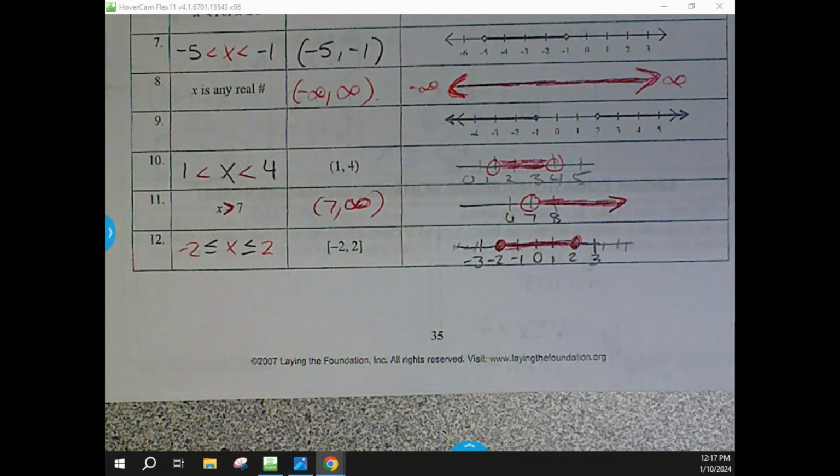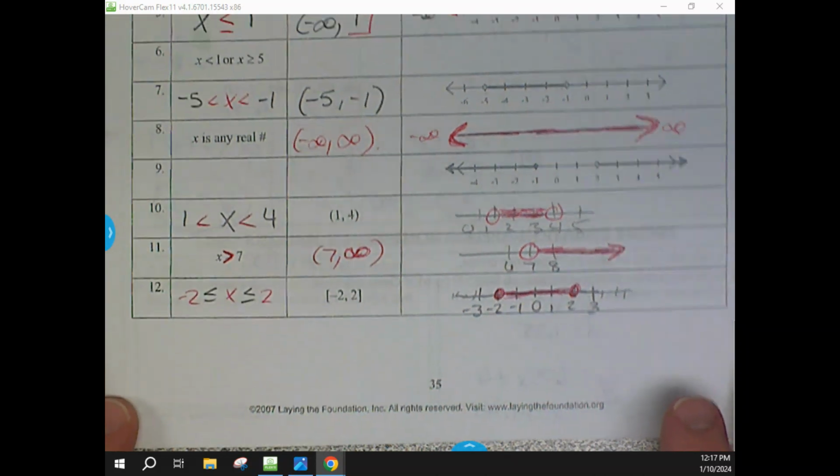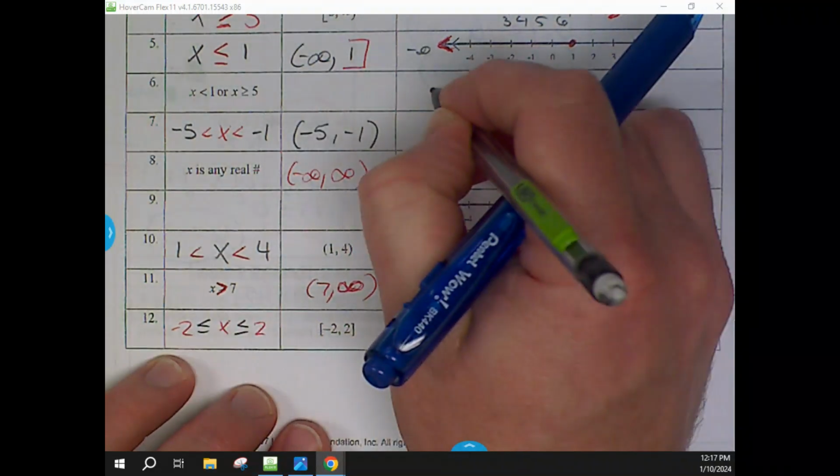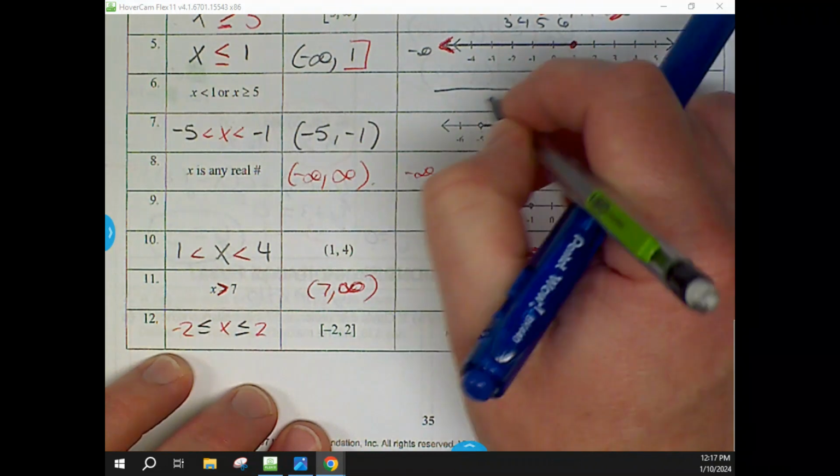Okay, and then we're going to back up and get the other two, because those are all pretty much similar to that one. 6 and 9 are the two that are kind of different from everything that's here. If they give you an OR statement like this, when you go to do your graph, basically it's going to be like a 2-part graph.